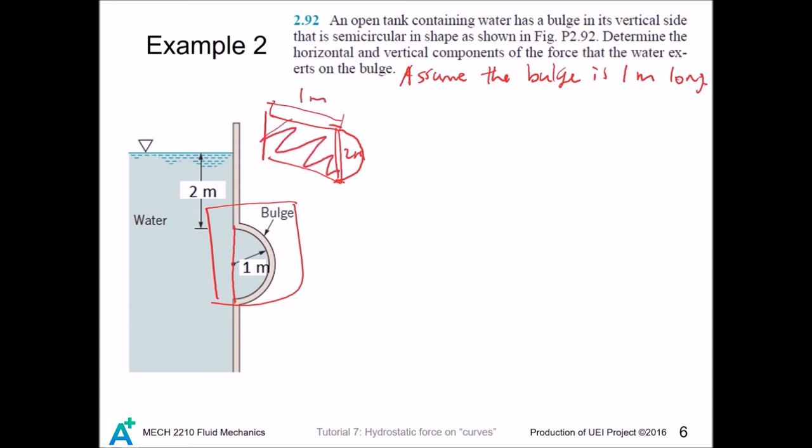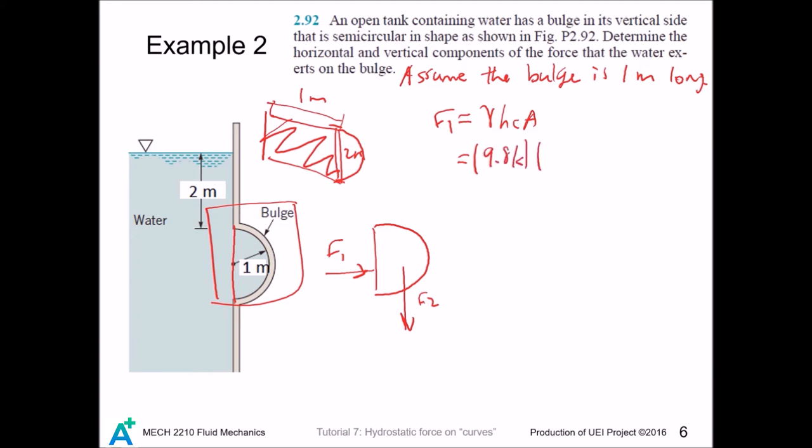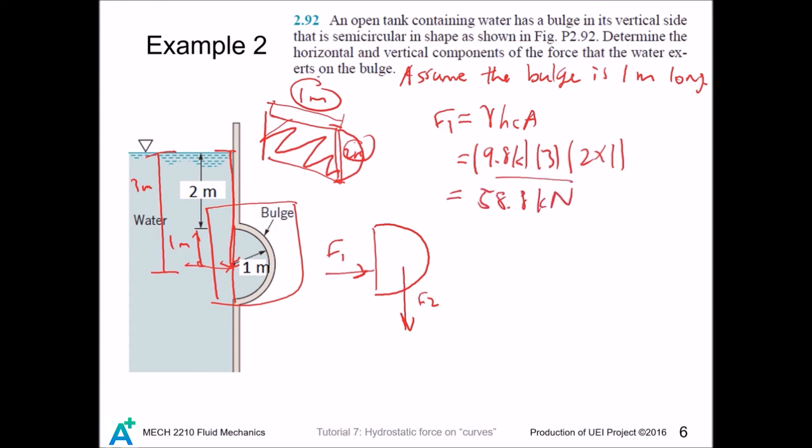And if we draw a free body diagram, there are only two forces. One is the hydrostatic force on the plane, and one is the weight of the water. So we label this as F1, this is F2. And we find F1 is gamma HC A, and water has 9.8k specific weight. And HC is the distance between this point and the water level. So this is 1 meter, and so the total length is 3 meters. And the area is going to be 2 times 1, and this is 58.8 kN.